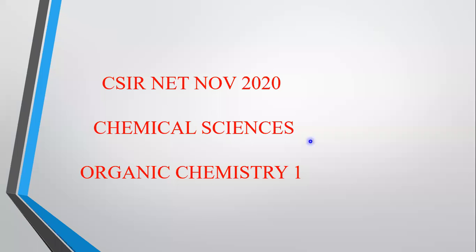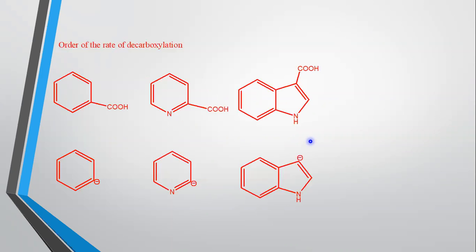In this session, we will solve a few problems which appeared in the CSIR November 2020 exam from Organic Chemistry. But the first question here is the order of the rate of decarboxylation. You need to predict the fastest and the slowest decarboxylation among these three carboxylic acid compounds.